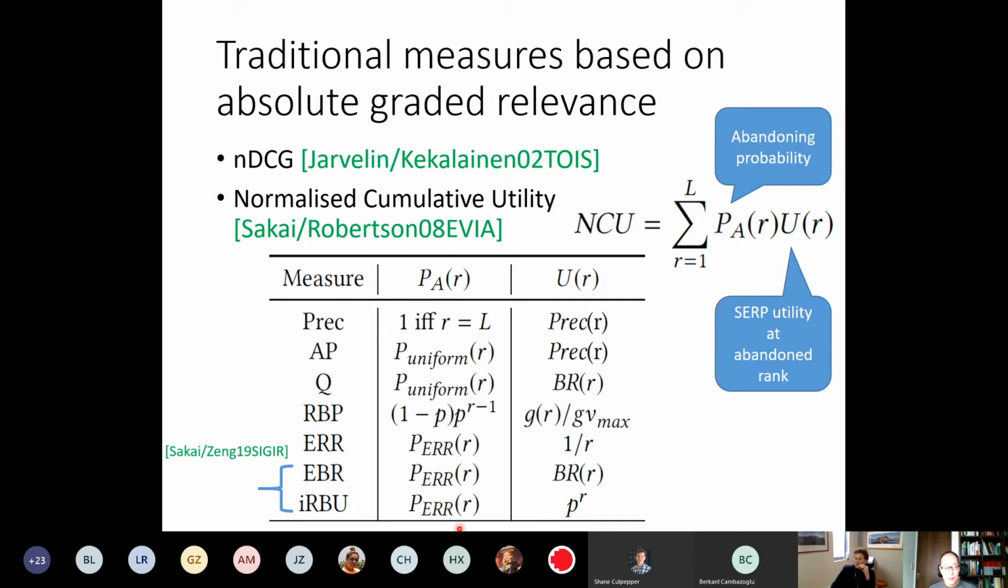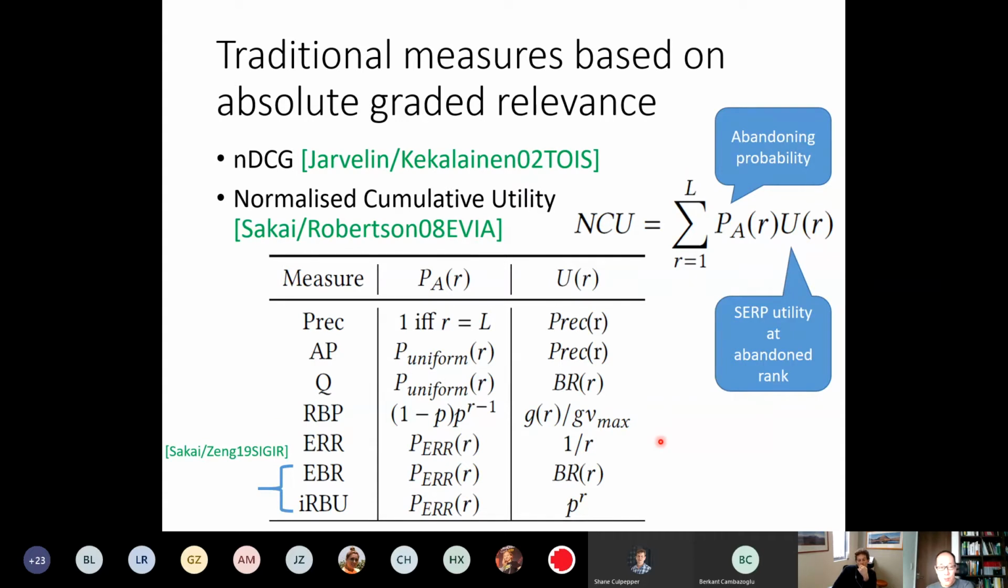And one of them is iRBU, which takes the probability from ERR and takes the utility function originally from RBU, a measure proposed in CIKM 2018. What's interesting about this utility function is that this is not utility at all. P is like the P of RBP, like 0.99, and R is the number of documents seen so far. So you can see that this does not consider relevance at all. This is just like inverse effort. This just reflects how many documents have been seen by the user. So there you go.